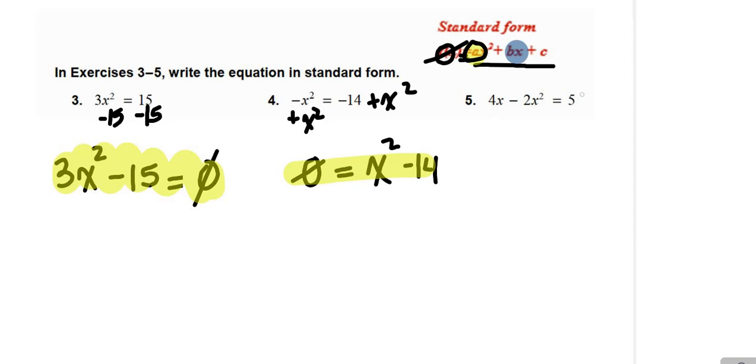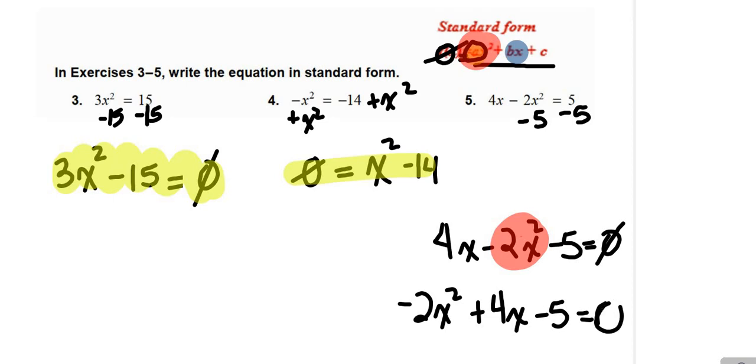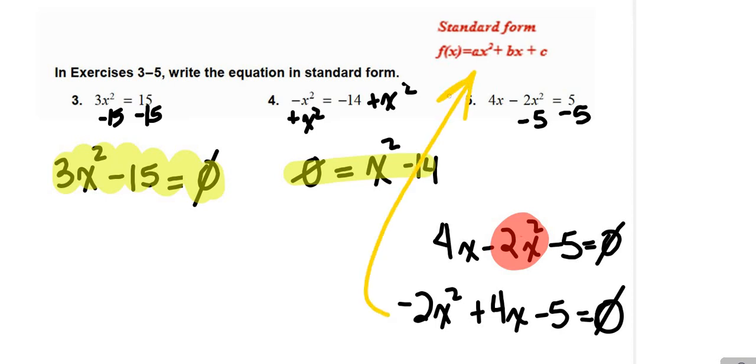Coming over here, again, you're trying to get 0 on one side, so I'm going to move this 5 over. So we have 4x minus 2x squared minus 5 equals 0. We're not quite done here, because in standard form, you want the x squared to be first. So you're going to simply rearrange it. So I have negative 2x squared plus 4x minus 5 equals 0. That is now in standard form. It's as close as possible to matching that.